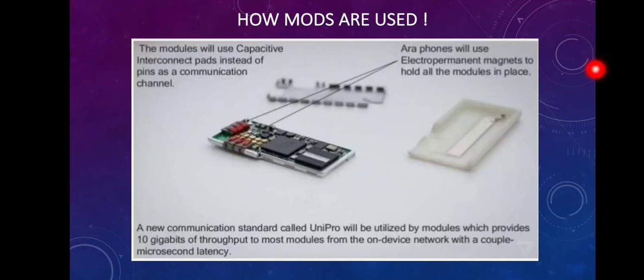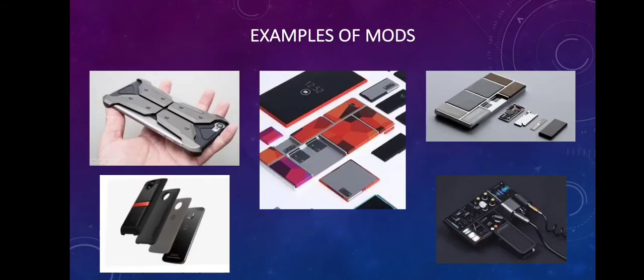How are modes used? The modules will use capacitive interconnected pads instead of pins as a communication channel. Our phones will use electro-permanent magnets to hold all the modules in place. A new communication standard called UniPro will be utilized by modules, which provides 10 gigabits of throughput to most modules from the on-device network, with a couple of microseconds of latency. These are the modes examples.